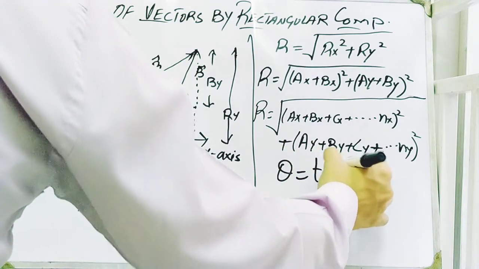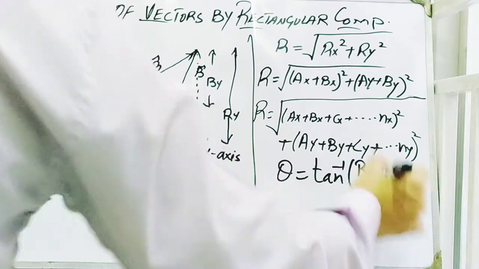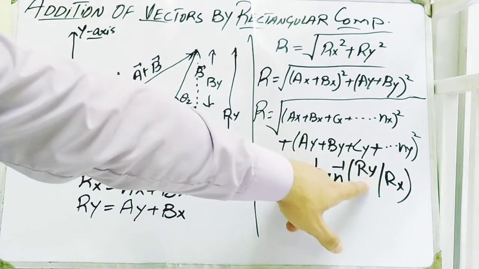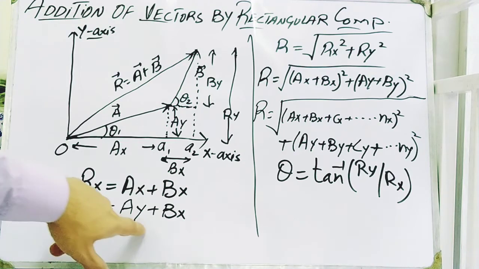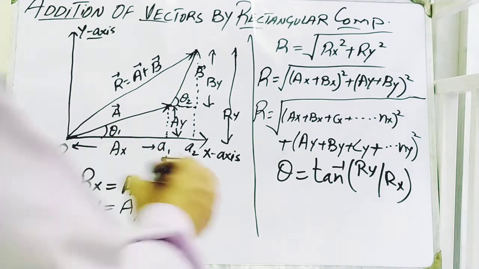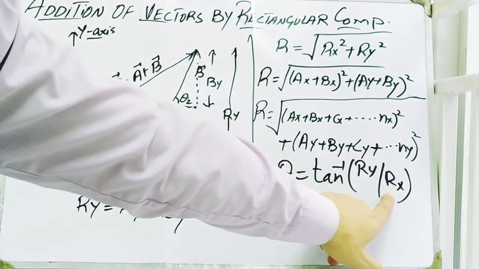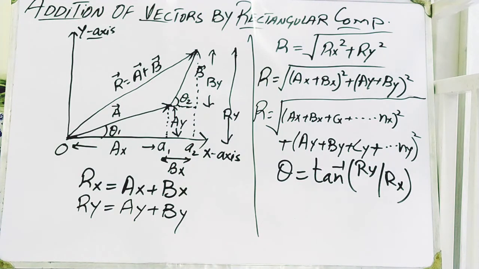tan inverse of Ry divided by Rx. I think this will be easy for you. You have to put in Ry, the y component value of the resultant vector, which is equal to Ay plus By plus Cy and so on. And the horizontal component of the resultant vector can be substituted by this equation, which is Rx is equal to Ax plus Bx plus Cx plus Nx and so on.